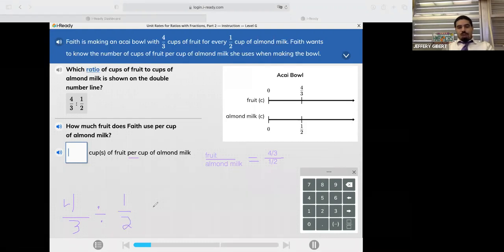When you divide fractions, you keep the first fraction the same. So 4 over 3 stays the same. You change division to the opposite operation, which is multiplication, and you flip the second fraction to its reciprocal. So 1 over 2 becomes 2 over 1. Then you just multiply. 4 times 2 is 8, and 3 times 1 is 3. So you got 8 over 3 as your answer.